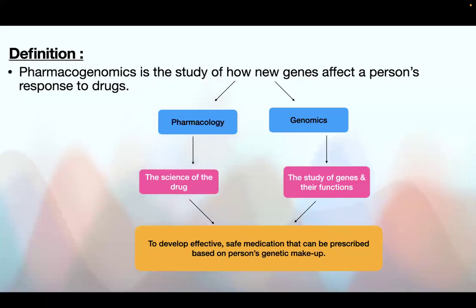Okay, and what is its purpose? To develop very effective, safe medication that can be prescribed based on a person's genetic makeup. So what is the person's genetic makeup, how will they respond, which medicine at which dose will give the person's best and maximum response, that study means pharmacogenomics. Okay, so we have genetic testing.